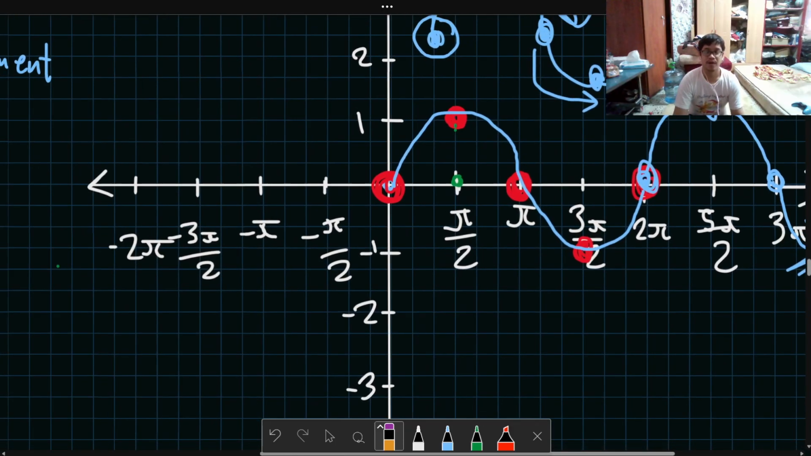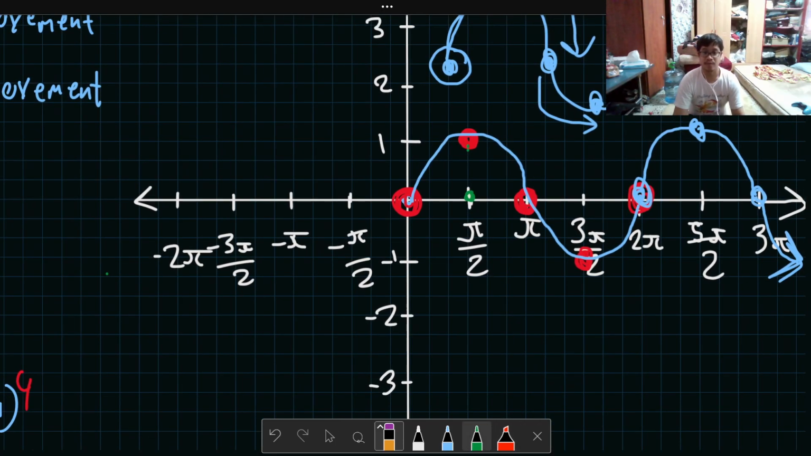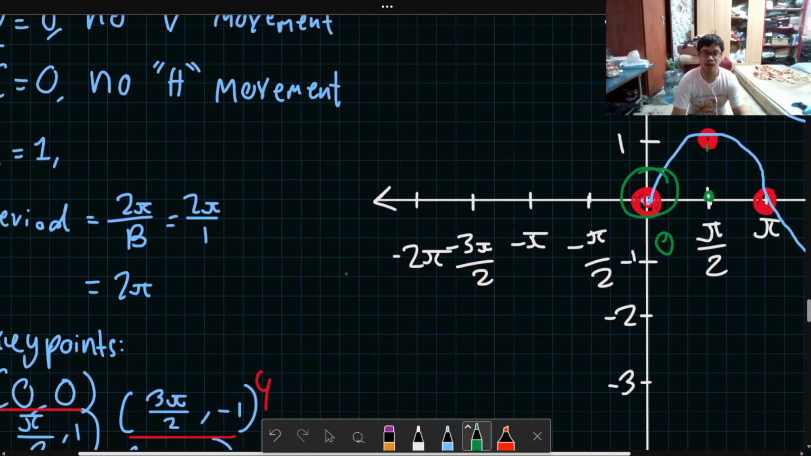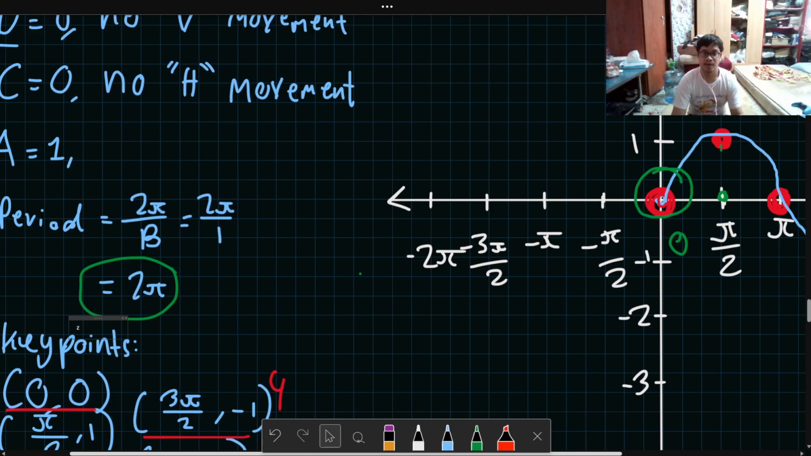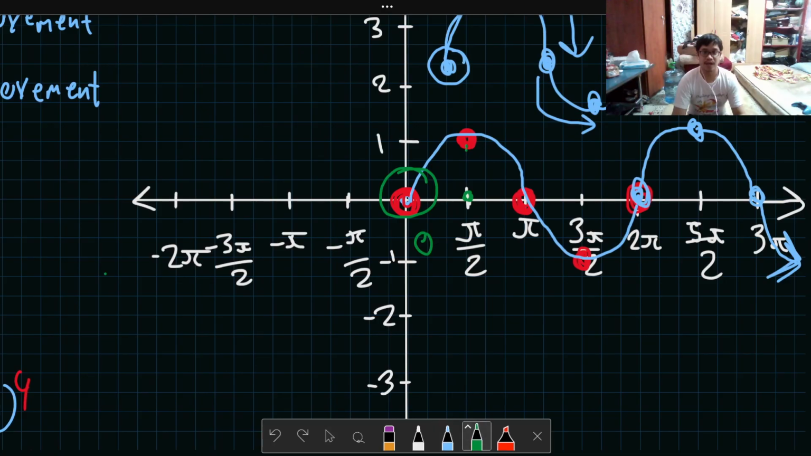Okay. So anyway, going back. Our period is 2 pi. Remember, the period is basically the horizontal distance of one complete cycle. You start from here, which is at 0, and you stop at 2 pi. From 0 until you reach 2 pi, if you get the difference, 2 pi minus 0, you have 2 pi units long.